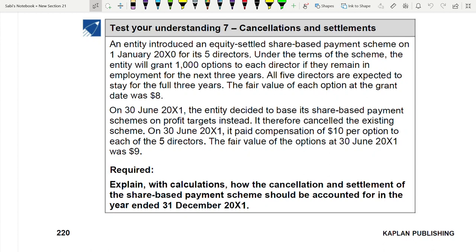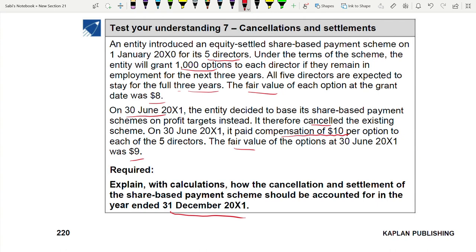Test your understanding 7, cancellation and settlement. How do you account for it on 31st December 2001? There are 5 directors granted 1000 options each. Fair value at that date was 8, and the vesting period is 3 years. On 30th June 2001, they cancelled and paid a compensation of 10. At that date, the fair value was 9.